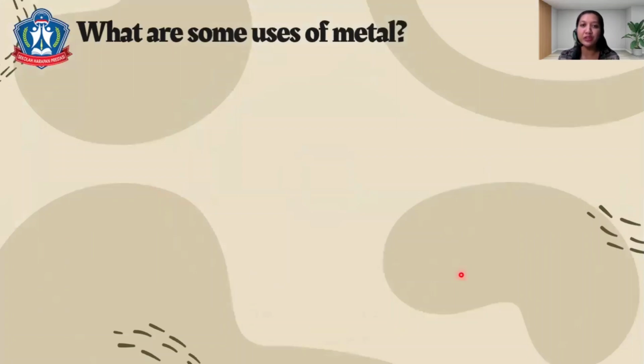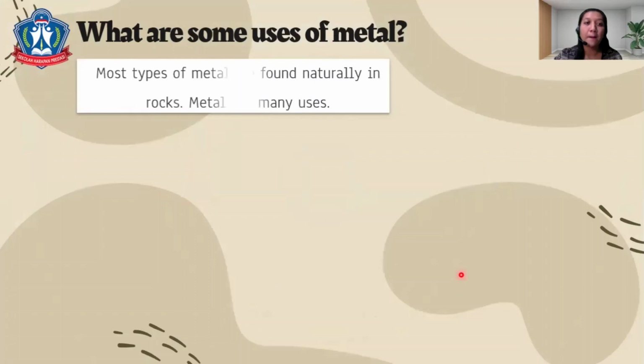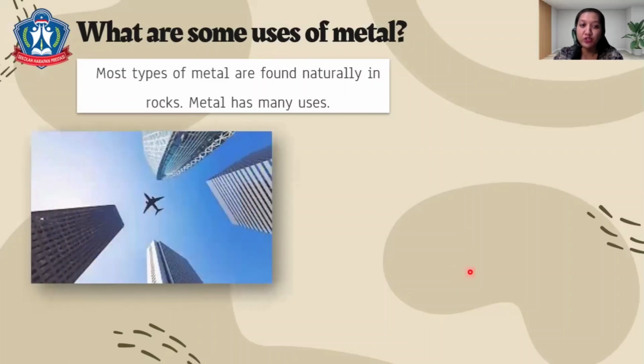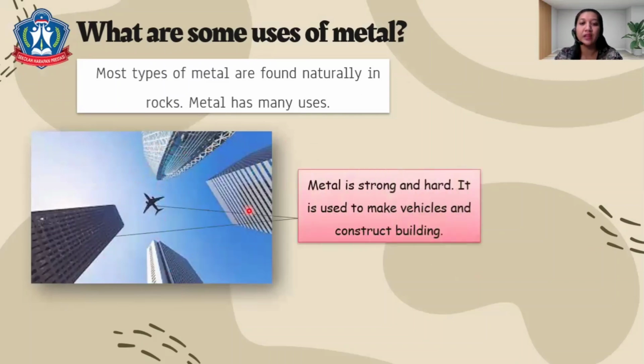So the first material is metal. What are some uses of metal? Most types of metal are found naturally in rocks. Metal has many uses. For example, can you take a look at this picture? There's a plane and some buildings. So metal here is strong and hard. It's used to make vehicles such as the plane and to construct buildings.